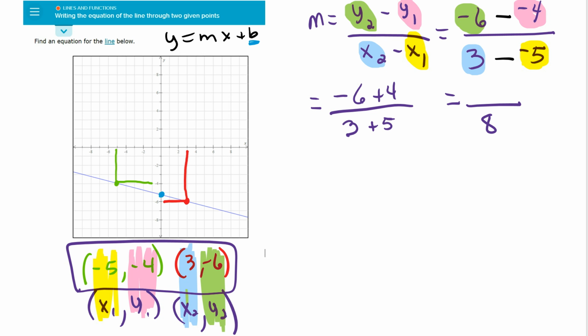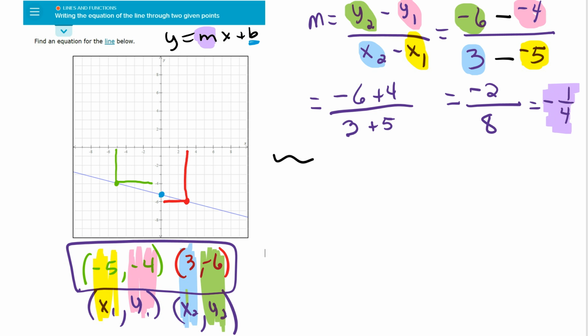But -6 plus a +4, you've got 6 negatives and only 4 positives. The 4 positives cancel out 4 of the negatives, but leave you with 2 negatives, -2. And then this is going to reduce down to -1/4. Now I've got the slope. I now know that my slope right here is -1/4, but I still don't know what the y-intercept is.